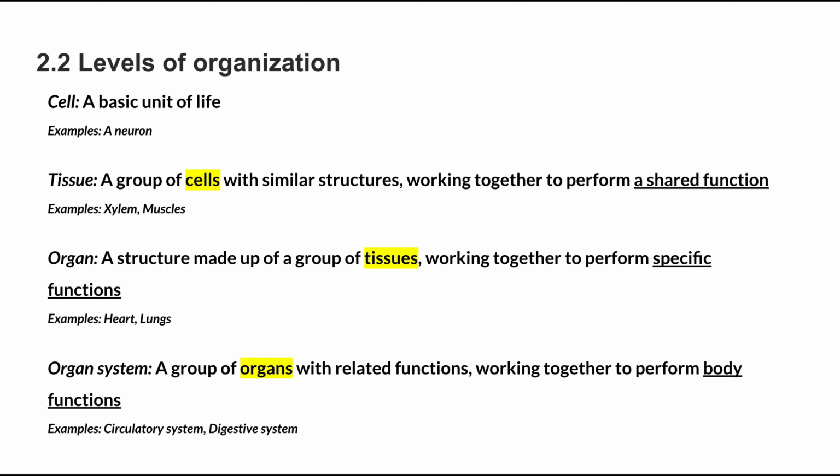An organ system is a group of organs with related functions working together to perform body functions. Examples would be the circulatory system, digestive system, or nervous system. So the brain, the spinal cord, and our nerves all constitute a nervous system. So the size of the level increases from cell to organ system.